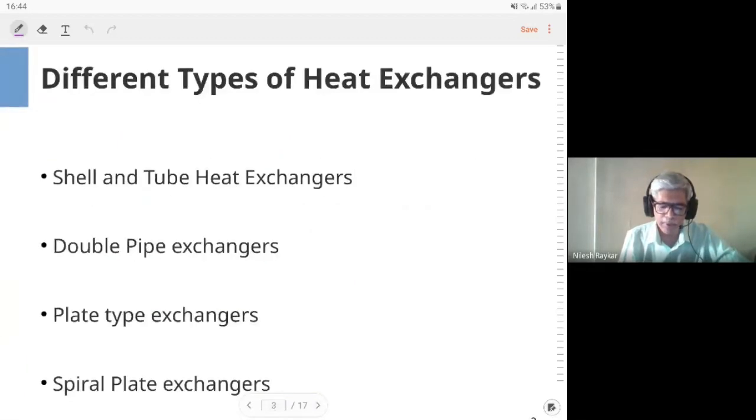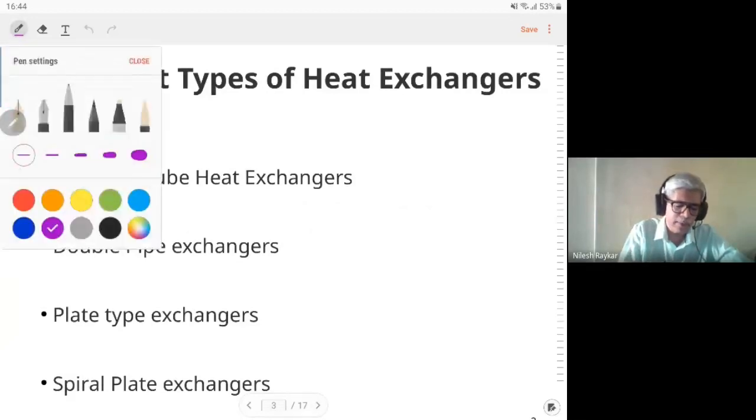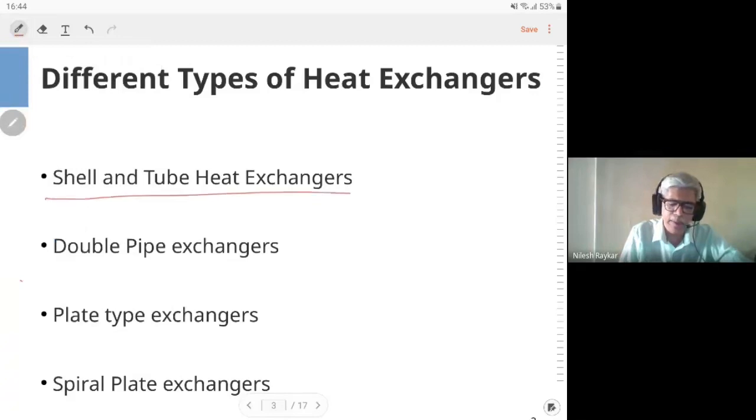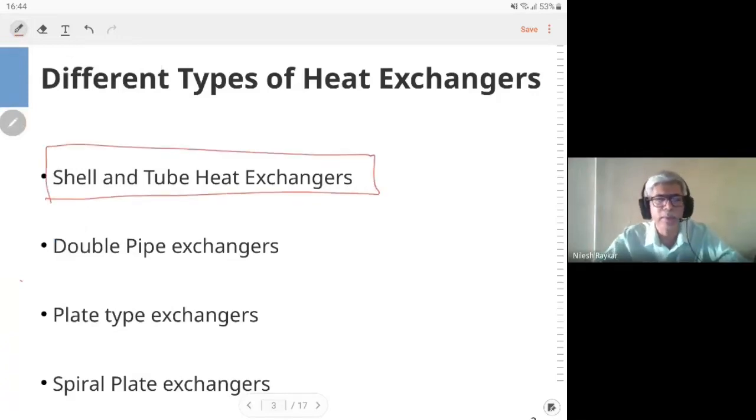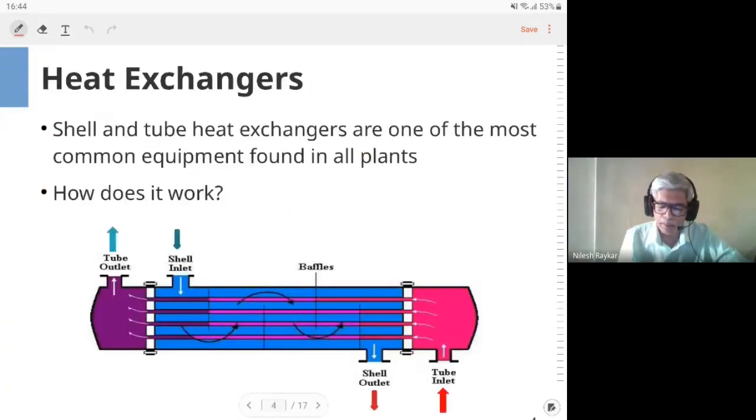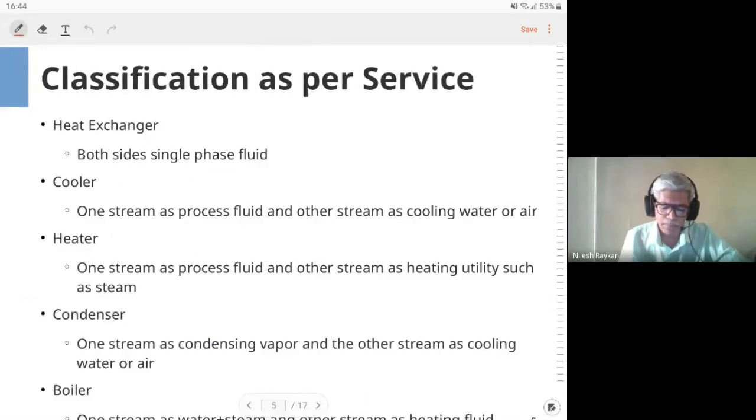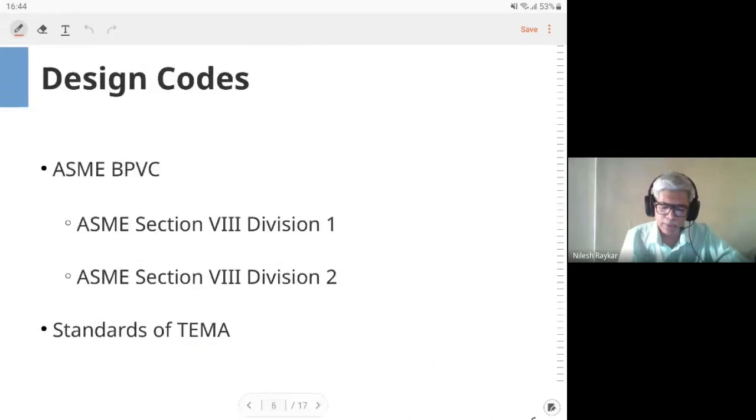In the first part, different types of exchangers are discussed. And in this case, we are discussing the shell and tube type of exchangers. That is the most common type of heat exchanger, which we are discussing in this course. I already explained the anatomy of the exchanger. Based on service, it can be classified.